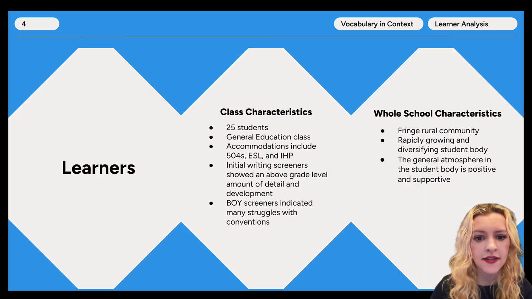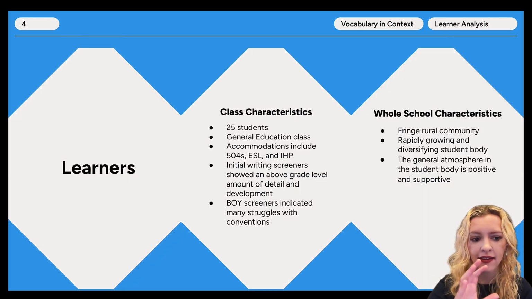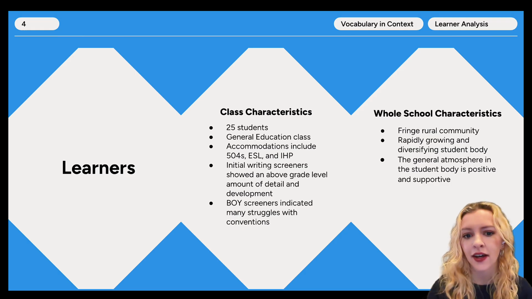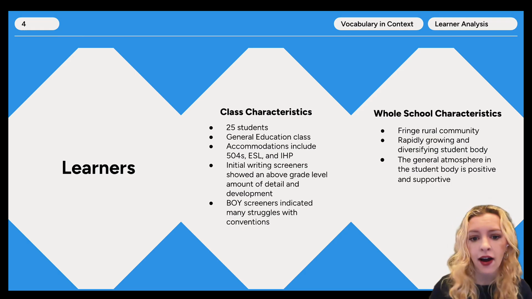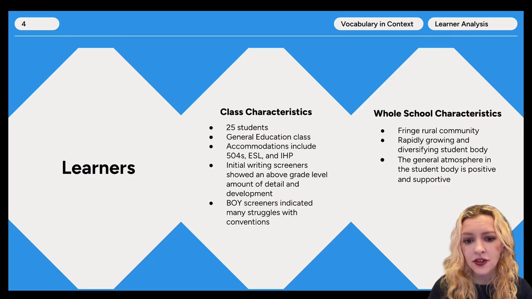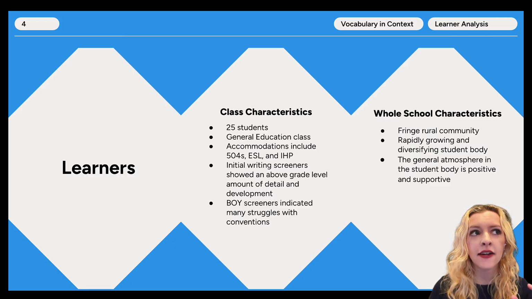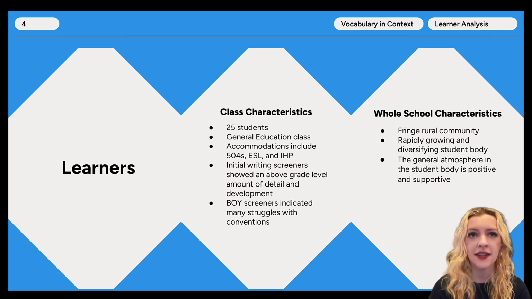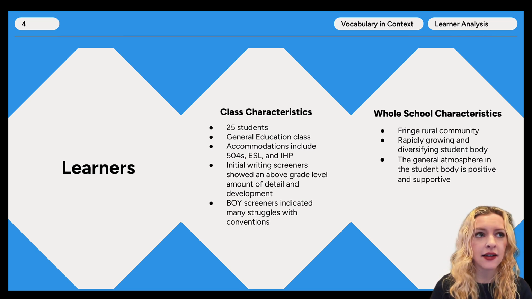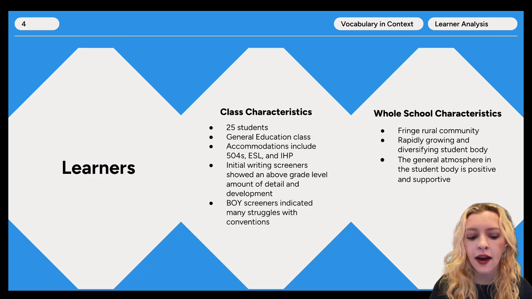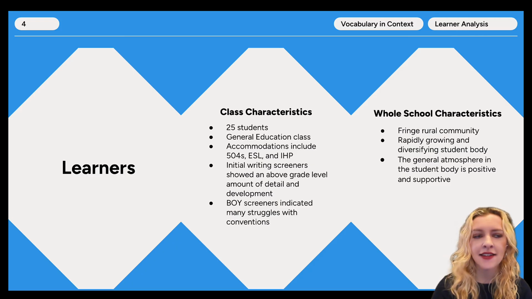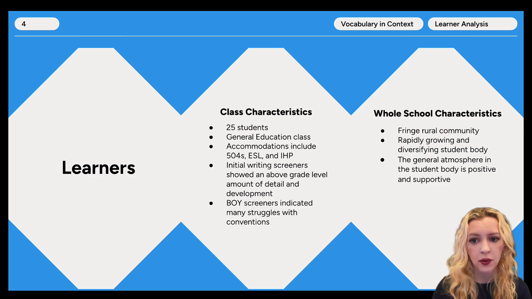So, a little bit about the learners. I was using my homeroom as the sample of learners I was thinking about when I was creating this unit. There are 25 students, and a variety of accommodations in that class. The initial writing screeners showed a very strong work ethic, I would say. There's a commitment to detail and development. They just need to really widen their vocabulary, but I think they will use those words once they feel confident in a new set of vocabulary. And of course, many struggle with conventions. Since COVID, it has been a common refrain for ELA teachers that fluency with conventions has gone down quite a lot. So I'm hoping that this unit will support that as well.